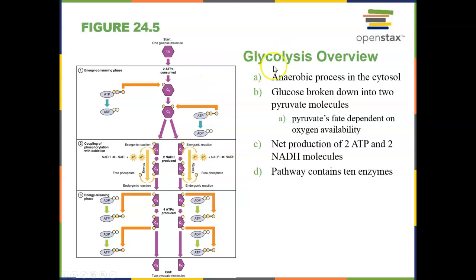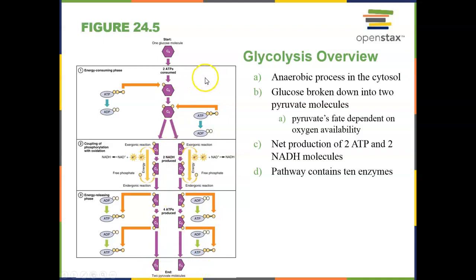So the glycolytic pathway is an anaerobic process that occurs in the cytoplasm of our cell. This process occurs in all living organisms. So bacteria use glycolysis, and so do humans. We start with a glucose molecule, and we're going to end with 2 pyruvate molecules.